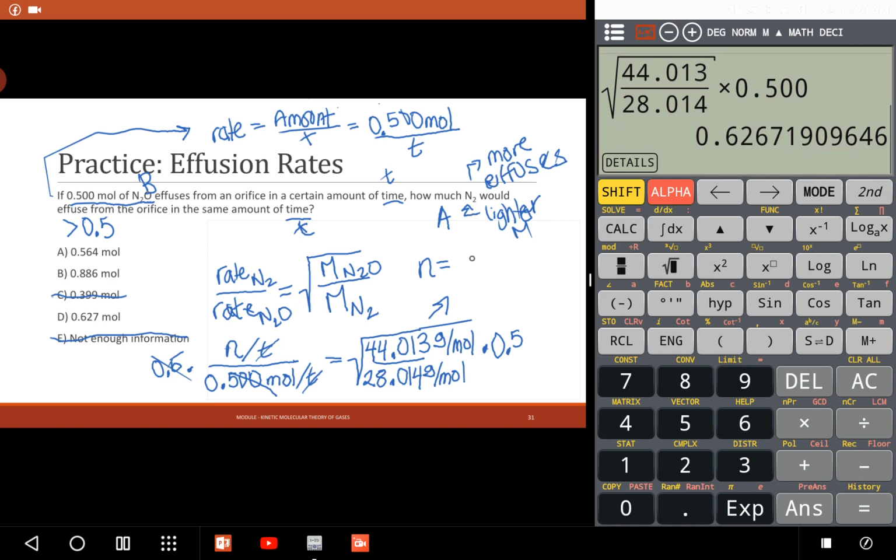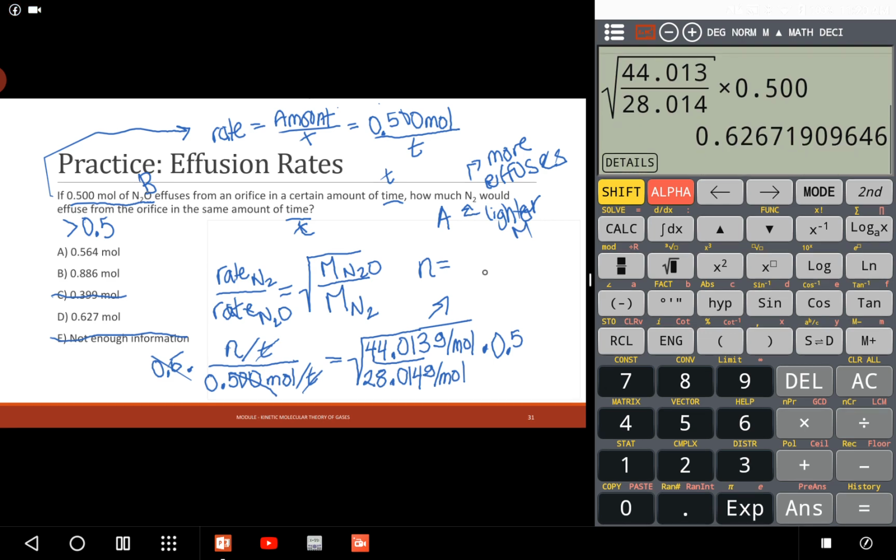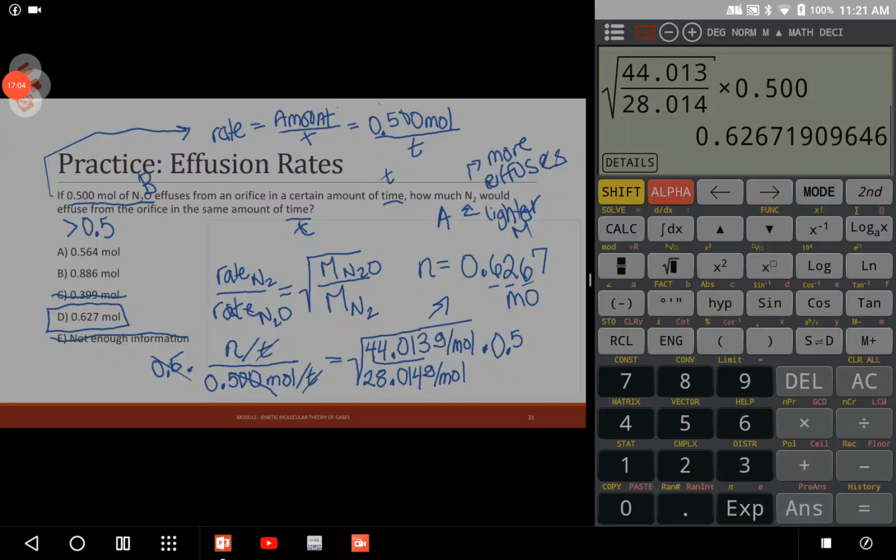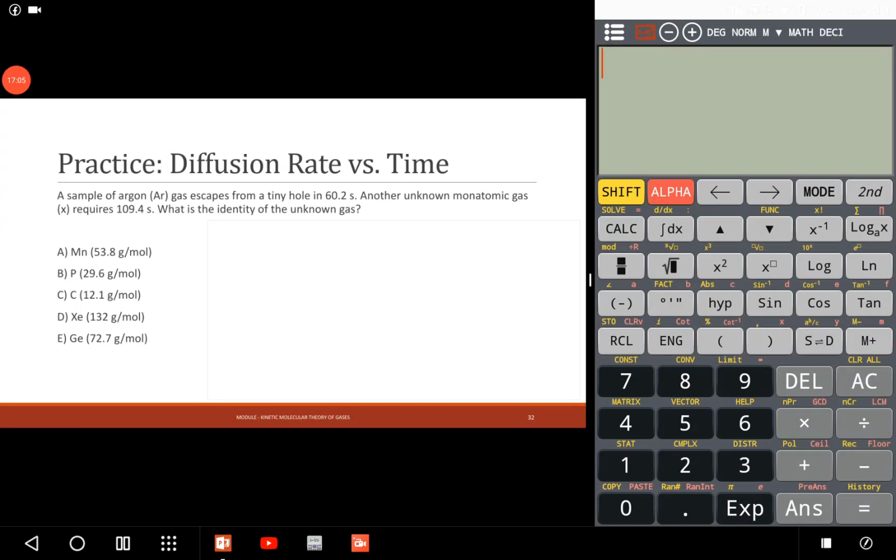So that tells me my answer is 0.6267 mole. I need 3 sig figs, 1, 2, 3, and so my answer is 0.627 moles. Here's another practice problem for you. Go ahead and pause the video and think about this for a bit.